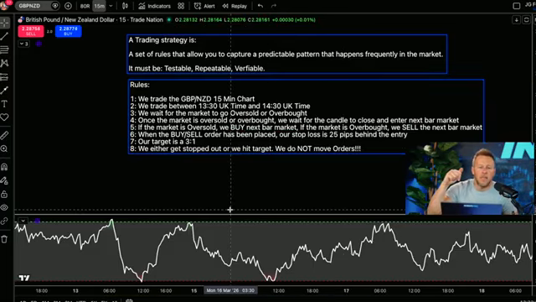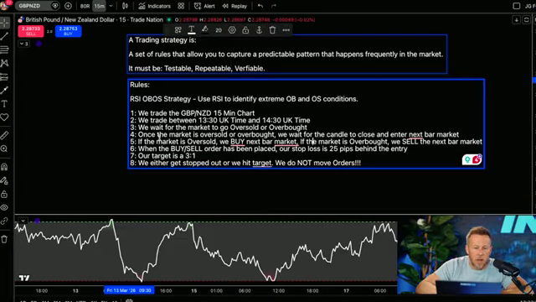Okay, so 1, we trade the pound New Zealand. 2, on the 15-minute chart. 3, we trade between 1:30 and 2:30, which means we're in our trading time frame now. We wait for the market to go oversold or overbought. Once it's oversold or overbought, we wait for the candle to close, and don't enter before then. Enter next bar market.